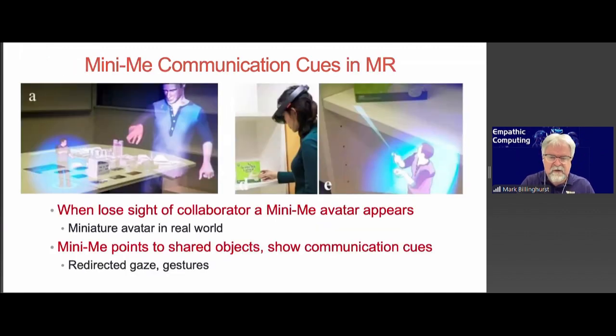The idea of Mini-Me was that when you couldn't see the life-size avatar of the person you're communicating with, you could create a miniature copy and put that in your view and always see that one. And that could use the same gaze and gesture cues to collaborate. This is particularly important with things like AR head-mount displays, where the AR display may have a narrow field of view. And so because of that, you can't see the virtual person at the same time as the collaboration space. So this video shows that.